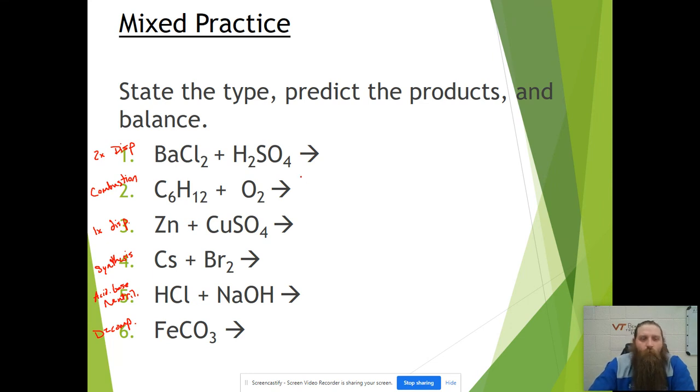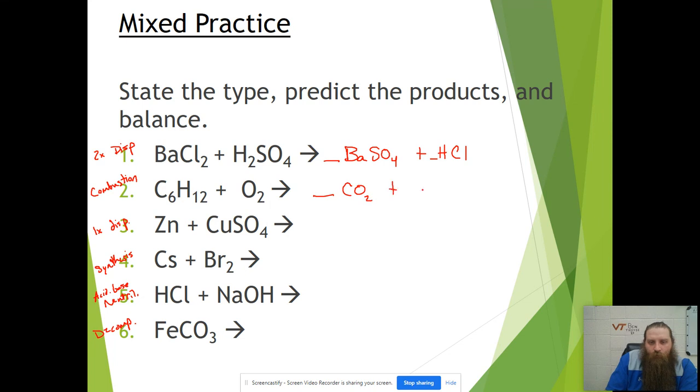All right, let's go through and predict the products. So we've got barium and sulfate. Both of those are plus and minus 2 respectively. So I have BaSO4, and it's going to give me H and Cl. H is plus 1, Cl is minus 1. So there we go. For combustion, that one's easy. I know I always make CO2 and water, right? Just knowing the name of the reaction is combustion tells me what the products are.